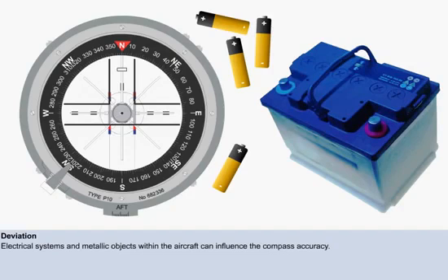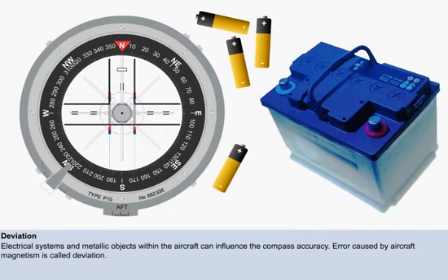The compass is also sensitive to other magnetic fields, for instance, those generated by electrically driven instruments and metallic objects within the aircraft. These secondary magnetic fields can cause the compass to deviate away from magnetic north. Such distortion of the actual compass reading is referred to as deviation.